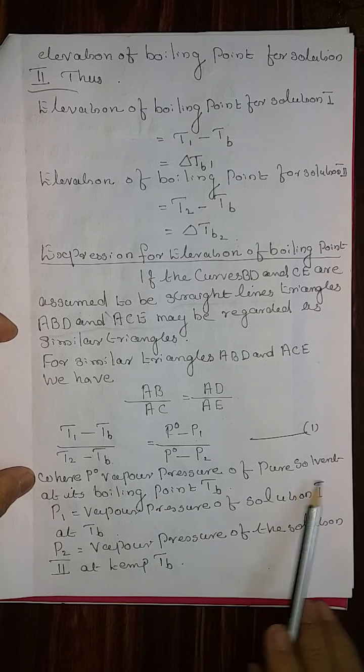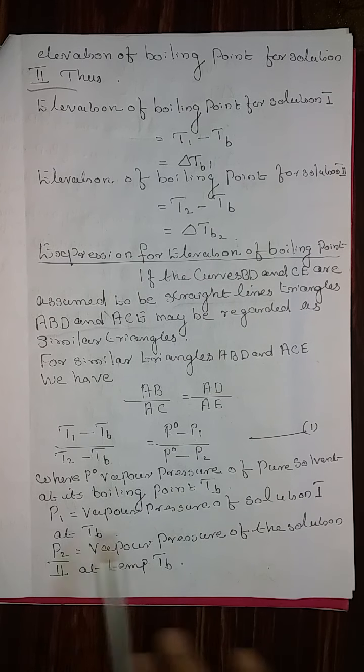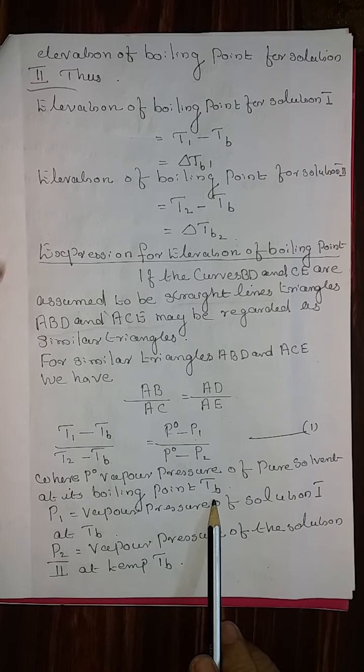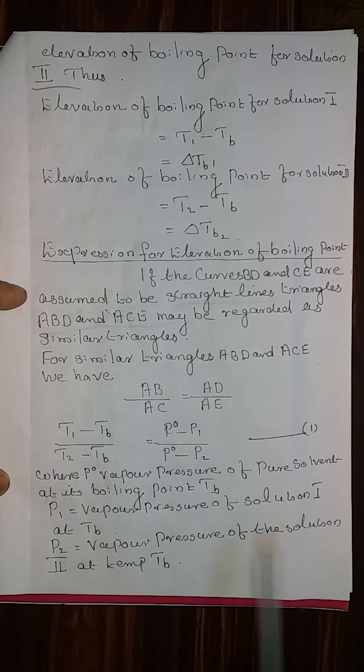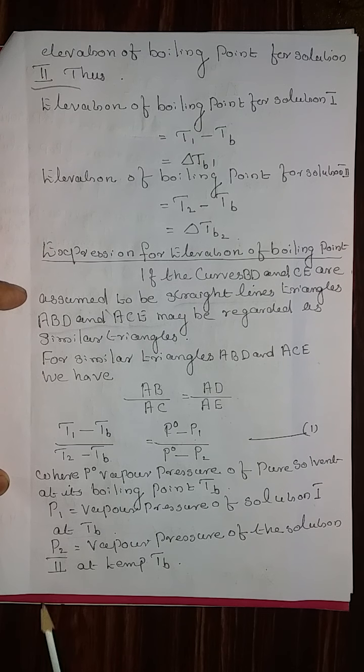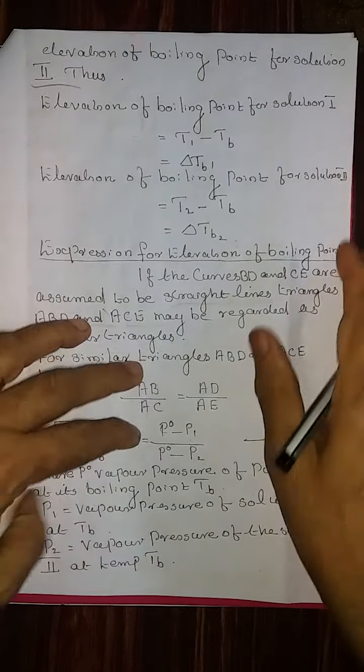Where P0 is the vapor pressure of the pure solvent at its boiling point TB, P1 is the vapor pressure of solution 1 at TB, and P2 is the vapor pressure of solution 2 at TB.